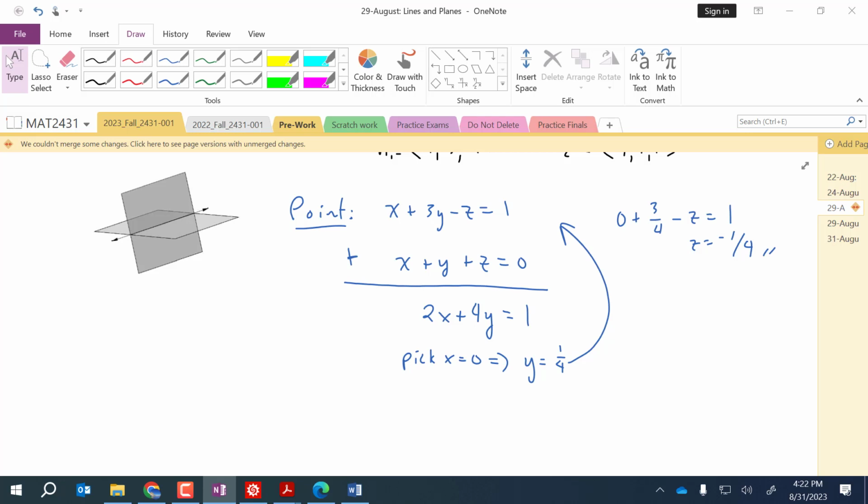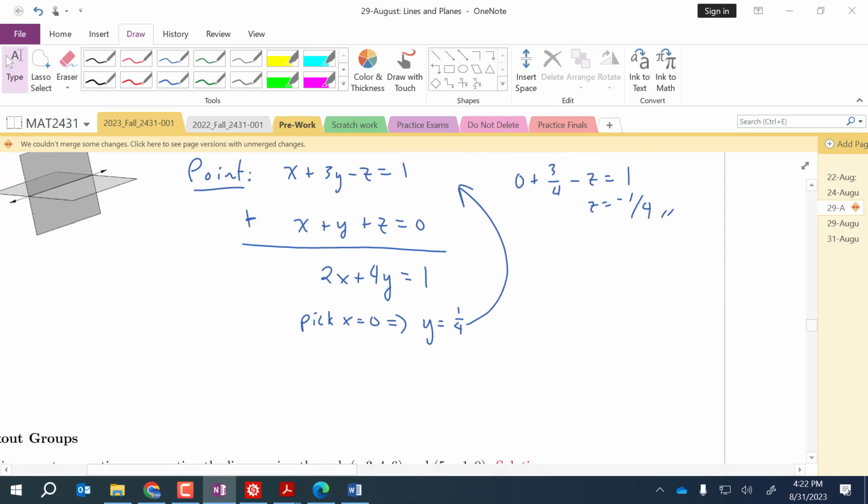Okay, so we've got a point. That was kind of a mess, folks, but everyone see that? We've got a common point. The common point would be (0, 1/4, -1/4). That's a point that's on both planes. How are we doing?